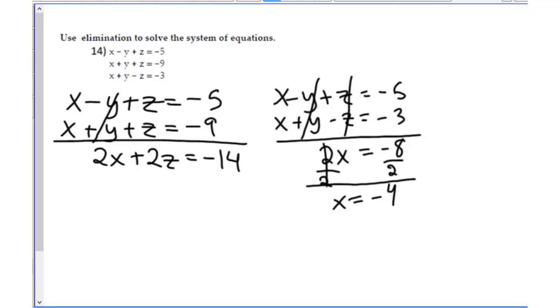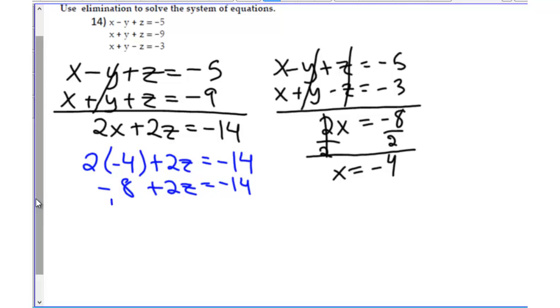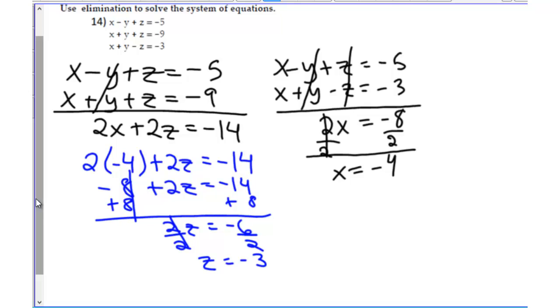But since we got x by itself, now we plug in to this equation that we have that just has x and z. So that's 2 times negative 4 plus 2z equals negative 14. This will be negative 8 plus 2z equals negative 14. And then add 8 and divide by 2. So z is negative 3, and then we have to take these two things and plug it into one of the very first ones up here.